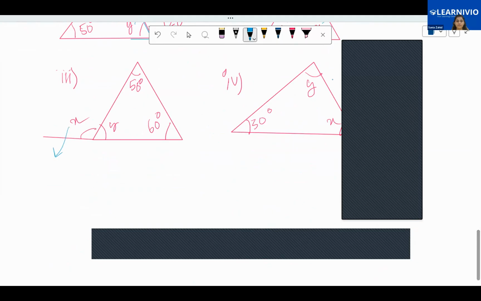X is 116. It's 50 degree and it's 60 degree. So it's 110 degree. And y is equal to 70 degree. Good. Now next is the fourth one.